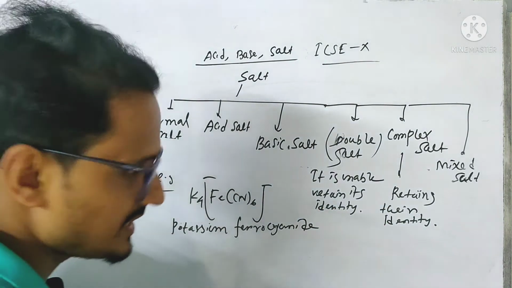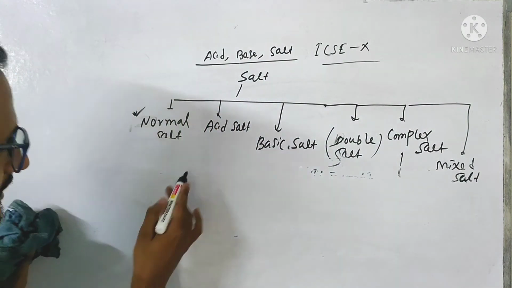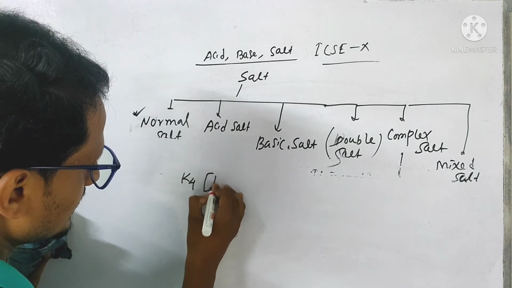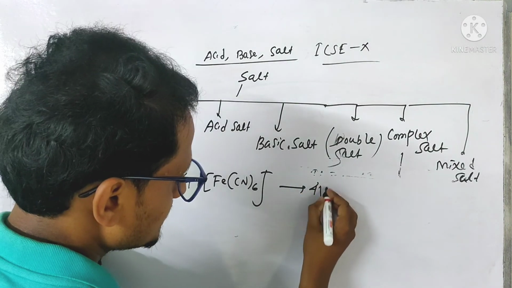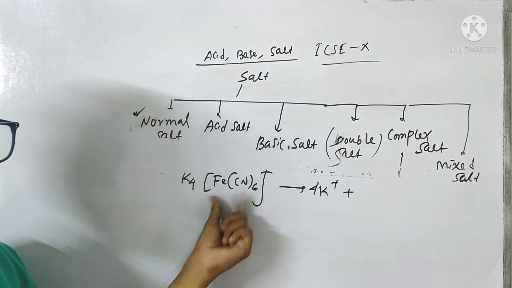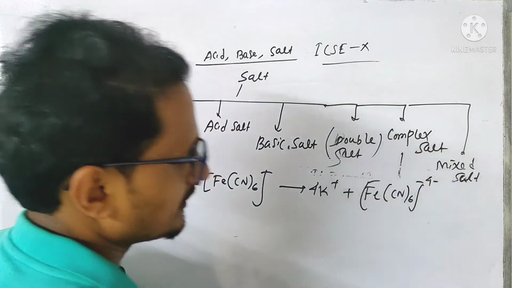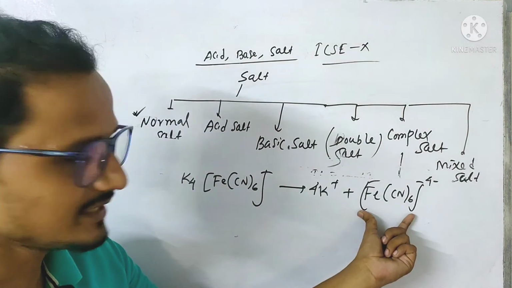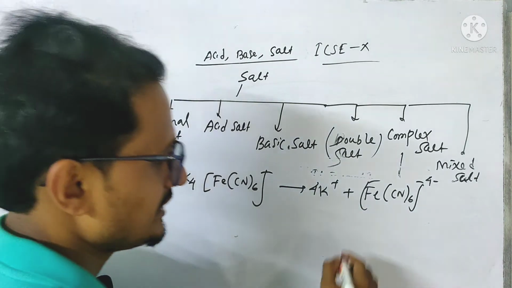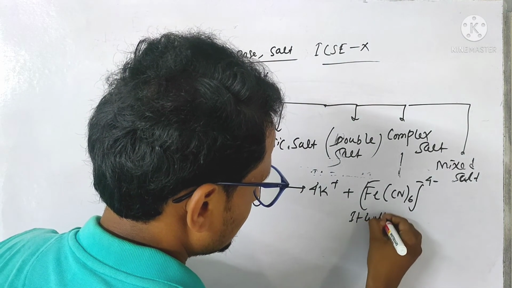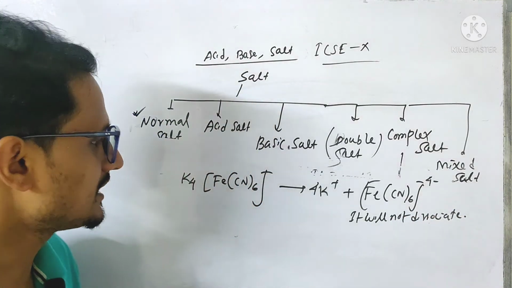When this complex salt K4[Fe(CN)6] dissociates in aqueous solution, it forms a simple common ion, 4K+, and the complex ion [Fe(CN)6]4-. Why are they retaining their identity? It is the main thing of the complex salt. The complex ion will not dissociate again. So it is the complex salt.